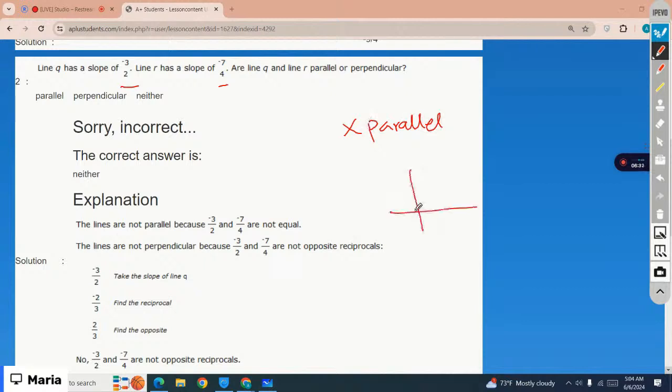If two lines are perpendicular, then their slopes are negative reciprocals. Negative reciprocal means, for example, if the slope of line A is 1/2, then the slope of line B is the negative reciprocal: interchange the numerator and denominator and change the sign. They are not reciprocals of each other either. So the lines are neither parallel nor perpendicular. Got it? Let's start with the practice questions.